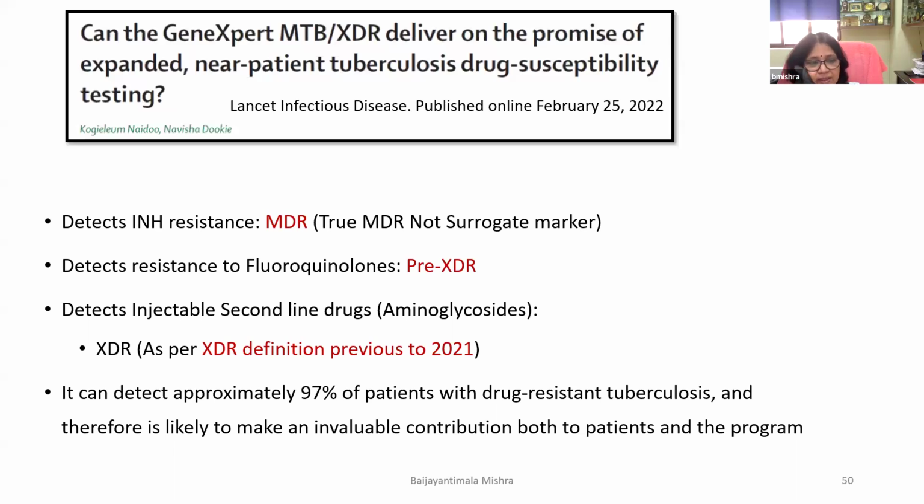It can also detect resistance to fluoroquinolone. That means it can detect pre-XDR cases, and it detects injectable second-line drugs like aminoglycoside. So as per the previous definition up to 2021, it was actually meant for the definition of XDR of those periods. So the second-line injectable drugs.